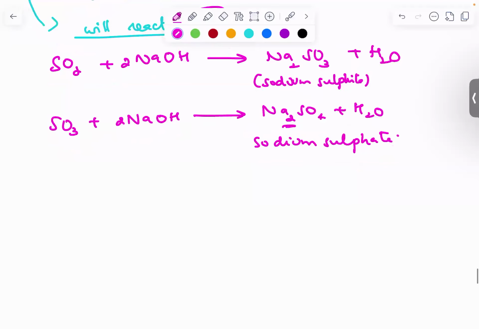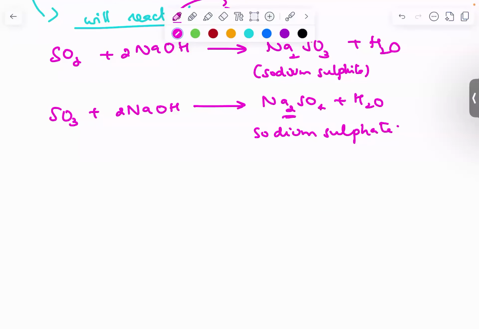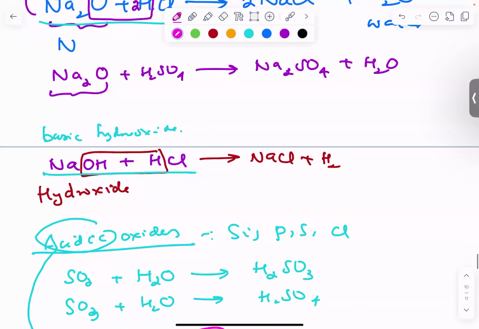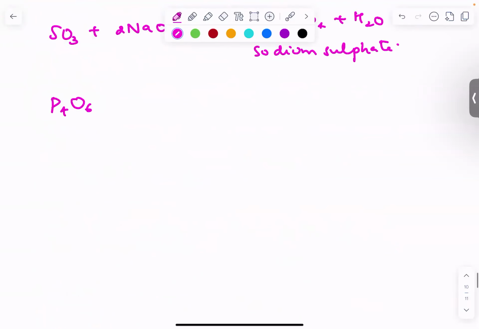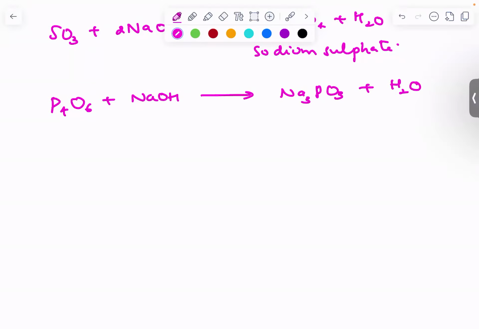And even if you want extra knowledge, I can give you P4O6. I'm talking about this one. So just for your knowledge, P4O6, when it reacts with NaOH, it forms Na3PO3 plus H2O. Now you need to cram it, right? There is no other way of doing it.